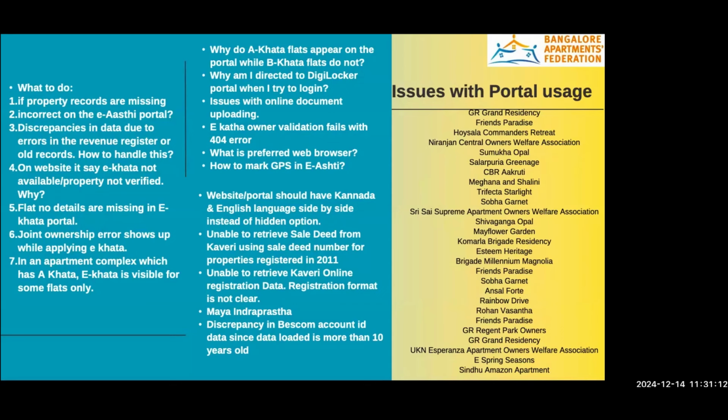An apartment complex which has e-Khata, where e-Khata is visible for some flats only. It could have happened. I'll tell you, you may not be aware of that, but BBMP never created khata for all the flats in a particular apartment complex. Again, I repeat. Let us say in one apartment complex there are 50 flats. Some of you may be blissfully unaware, but actually out of 50, only 30 flats' khatas have been issued.